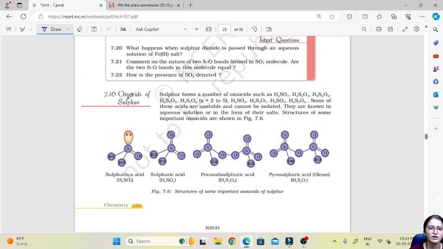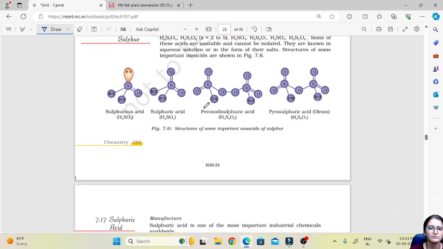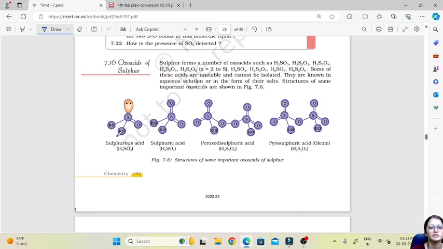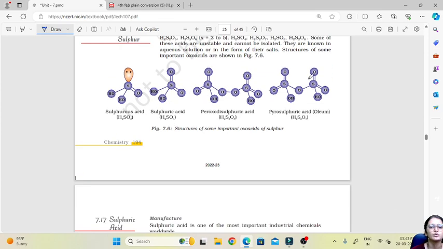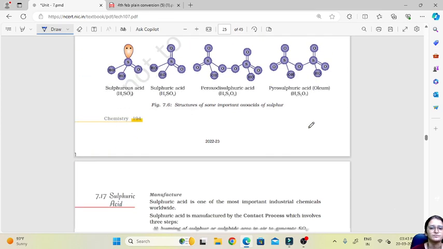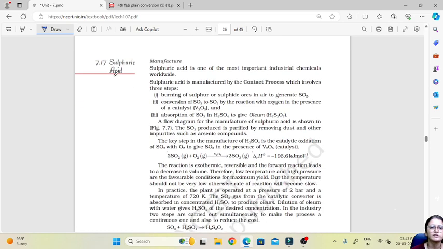Then about oxoacids of sulfur. Like how we have seen hypophosphorus acid, the oxoacids of phosphorus, in a similar way for sulfur we have sulfurous acid, sulfuric acid, peroxodisulfuric acid and pyrosulfuric acid, which is oleum. Now these structures are very important as they are asked in the exam, and their formulas: sulfurous acid having 2 OH groups, sulfuric acid having 2 OH groups, and so on. So let us start with sulfuric acid.